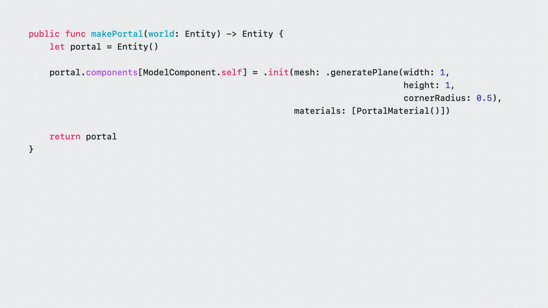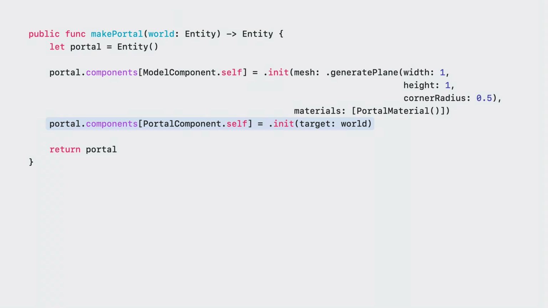To make a portal, we first need a mesh. We'll create one by making a model component for the entity. To make our portal circular, we'll generate a plane with equal dimensions and a corner radius that is half the size. I'll also create a portal material to use as a material for the model component. Finally, we'll also attach a portal component that is initialized with the world entity that we created earlier. This links the portal with the world so that we can see the world's contents through the mesh.